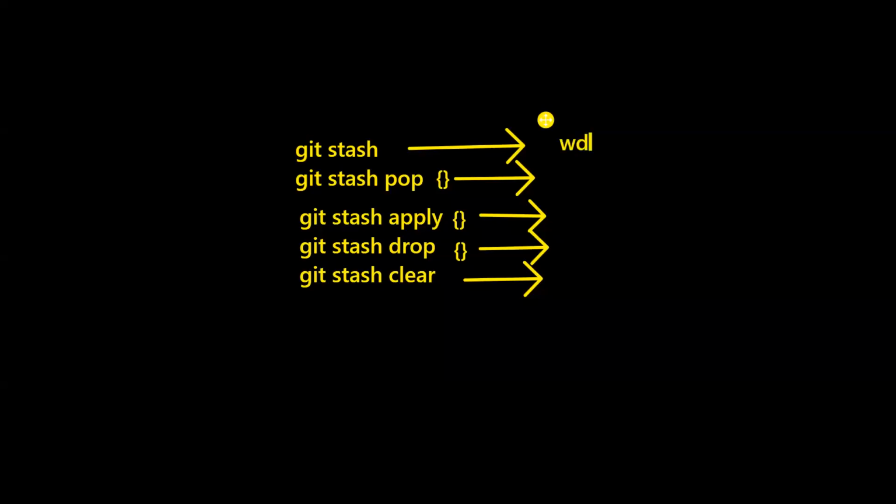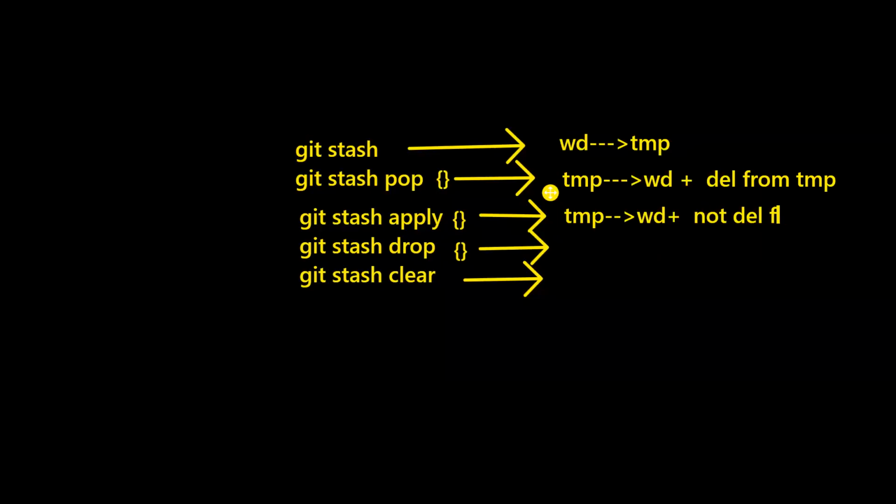So what does stash do? This will just move the changes from working directory to temporary shelves. Pop moves changes from temporary shelves to working directory, plus deletes from temporary shelves. Apply also moves the changes from temporary shelves to working directory, but it will not delete from temporary shelves. And then drop will just delete from temporary shelves, a particular stash, not everything, because you have to provide the stash number. Clear will delete everything, all stashes.